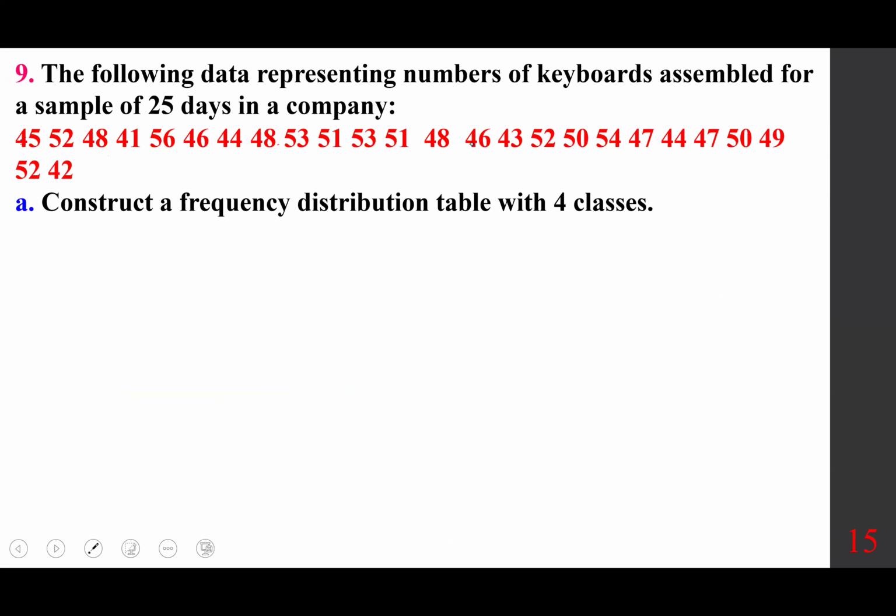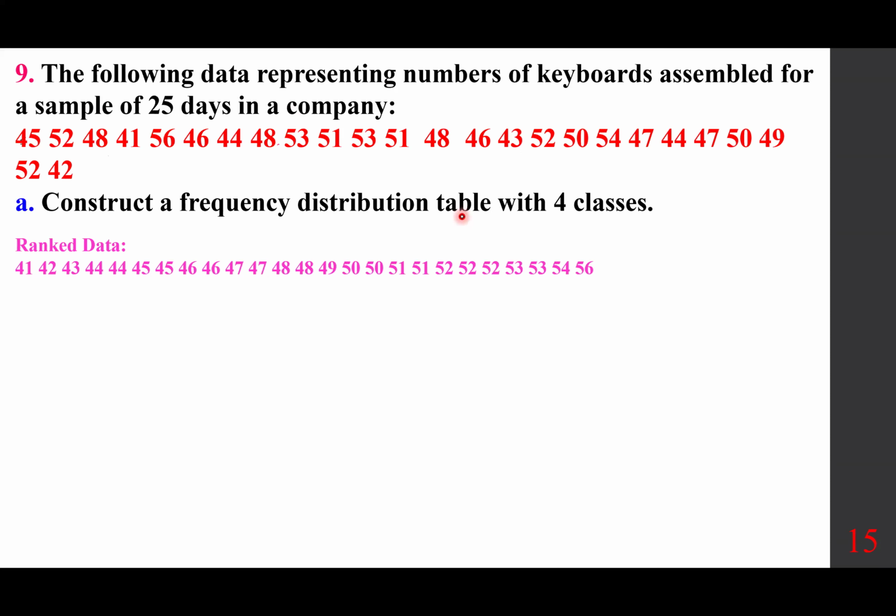Here's the last question. The following data represents numbers of keyboards assembled for a sample of 25 days in a company. So those are the numbers. Construct a frequency distribution table with 4 classes. In order for you to construct an FDT, frequency distribution table, first you have to rank your data. Normally you decide the number of classes. It's been given to us so everybody comes up with the same answer.